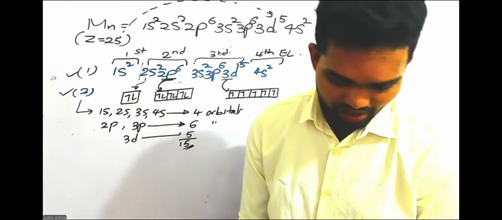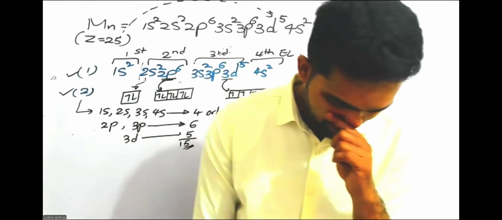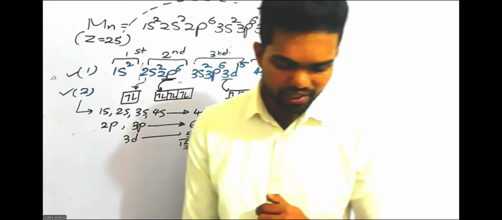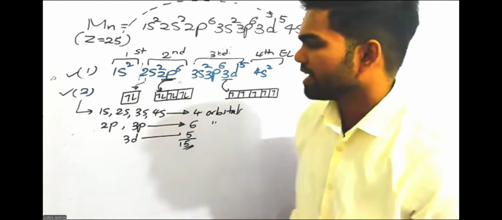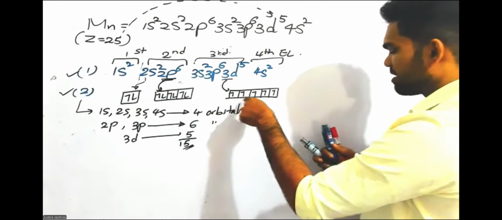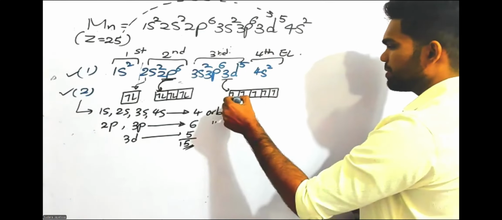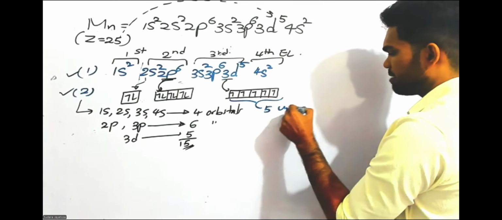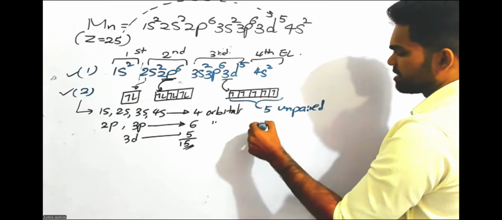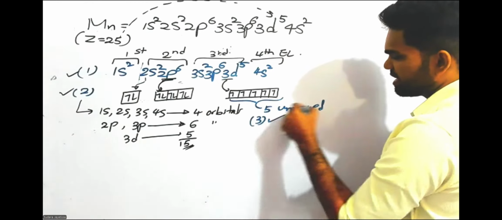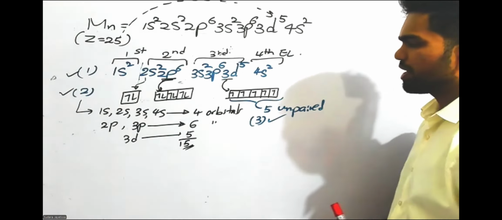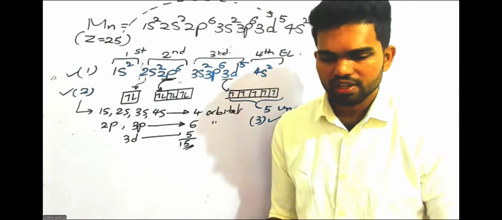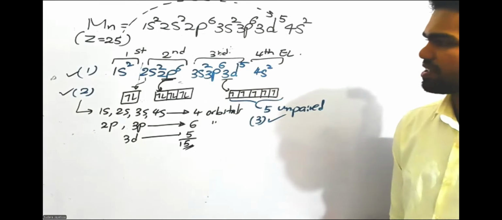Then the third statement: a maximum of 5 unpaired electrons are there. You can see here, in this d, you have 5 unpaired electrons. So this third statement is correct. You have 5 unpaired electrons. It's true. There are no unpaired electrons in other places.